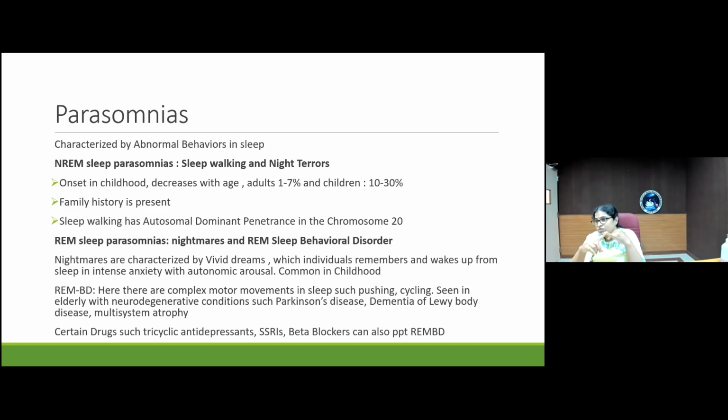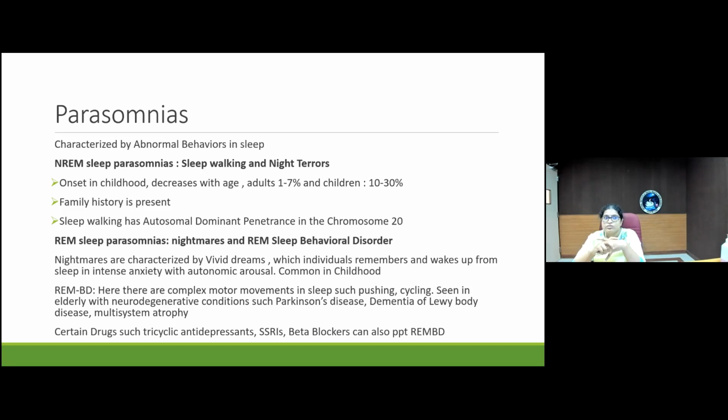In NREM, there is a bad dream. The person might get up shouting or fearful, but then he or she would not remember the dream that they've had just then. Whereas in nightmares, which is a REM sleep parasomnia, they do remember the dream and are able to vividly describe what the dream contents are.